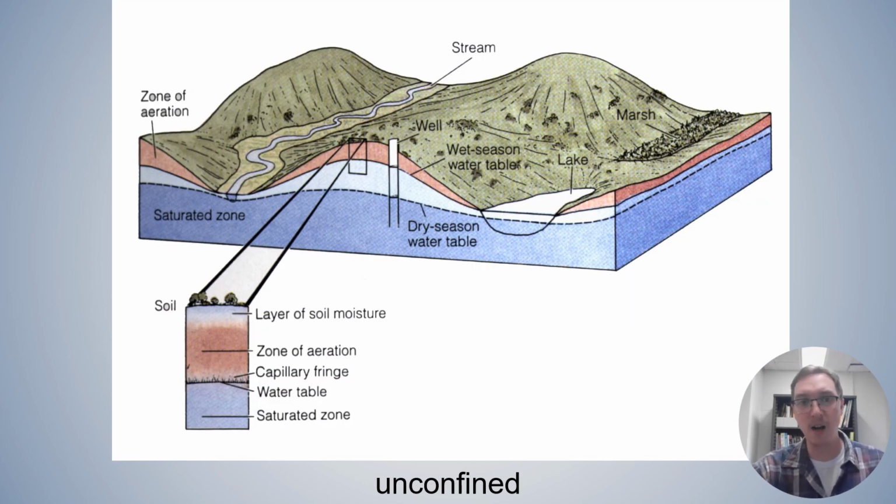In an unconfined aquifer, we see it something like this, right? There's nothing preventing water from getting into the groundwater zone. So it hits the surface, congregates on the surface, infiltrates and percolates down, and you're supplying water to your unconfined aquifer.